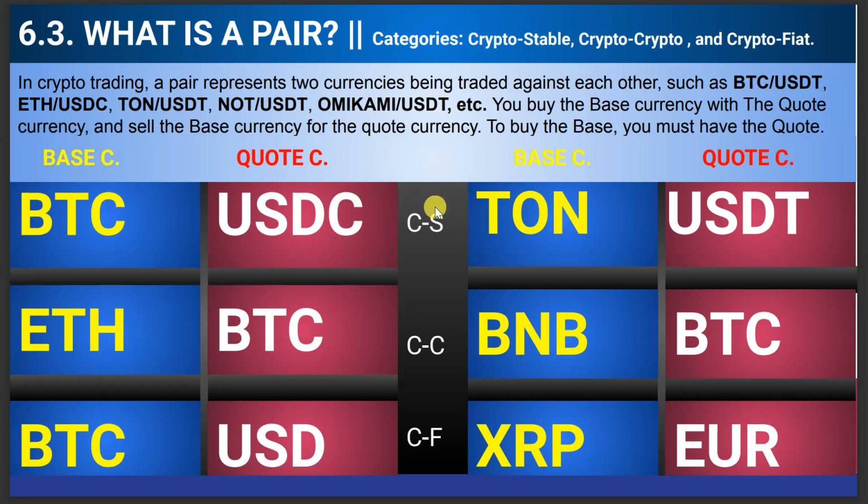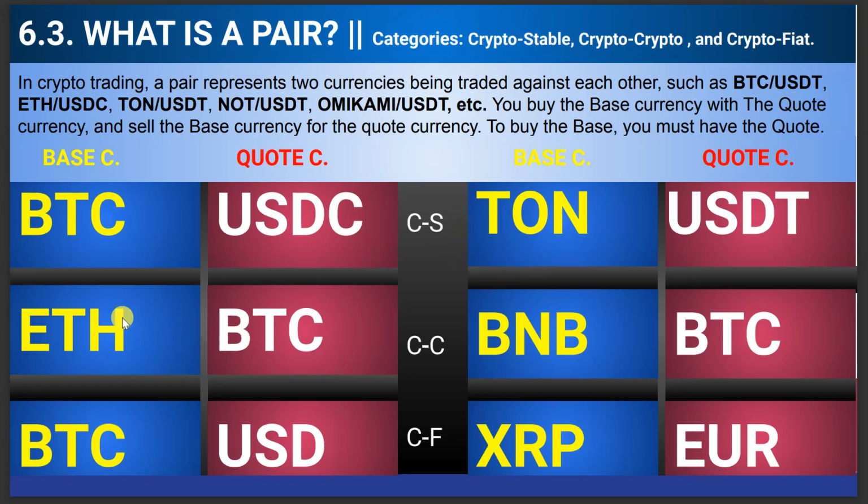Before I get into that, there are three categories of pair. We have the crypto to stable pair, where you pair a volatile coin against a stable coin. We have examples of that here: BTC versus USDC. USDC is a stable coin, just like USDT. Another example is TON versus USDT. So this first set of pairs are under the category of crypto to stable coin pairs.